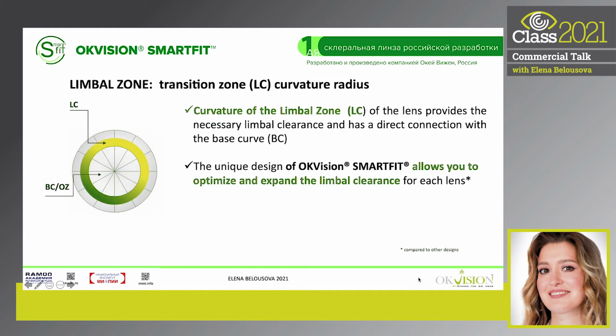And now about the limbal zone. This transition zone and the curvature of the limbal zone of the lens provide the necessary limbal clearance and have a direct connection with the base curve of the lens. And the unique design of OKVision SMARTFIT allows you to optimize and expand the limbal clearance for each lens compared to other designs. In some cases, you can make this limbal zone higher or lower if you need higher or lower limbal clearance.